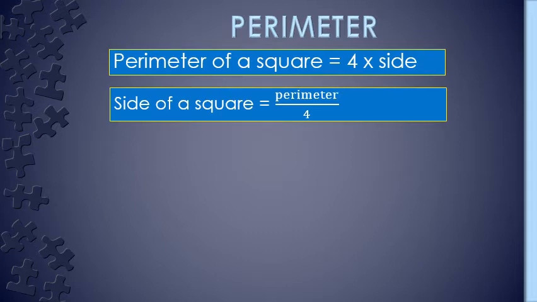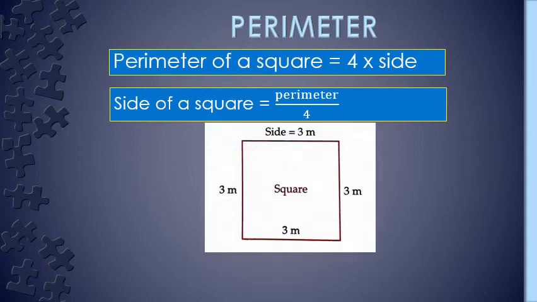That is, if the perimeter of a square is given to us and we need to find out the side of a square, then how do we find the side of a square? Well, we will divide the perimeter by 4 in order to find out the side of a square. So we can say that side of a square is equal to perimeter divided by 4.